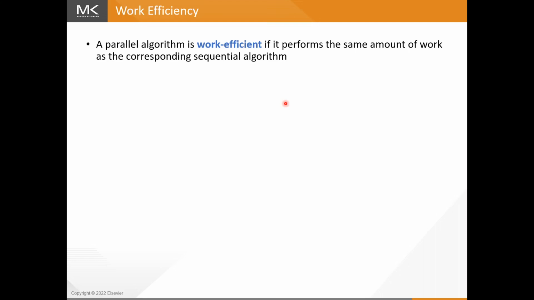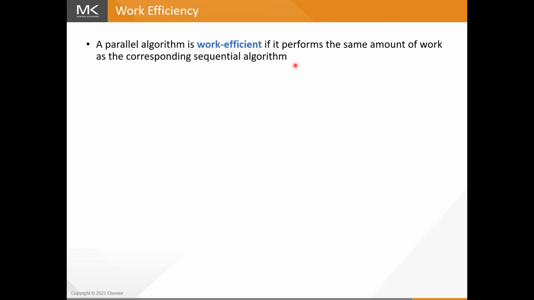Okay, so what is work efficiency? We say that a parallel algorithm is work efficient when the parallel algorithm does the same amount of work as the corresponding sequential algorithm. For example, in vector addition, when we do a sequential vector addition versus a parallel vector addition, the parallel vector addition does the same number of add operations as the sequential vector addition, right? So in this case, we say that the parallel vector addition is work efficient.